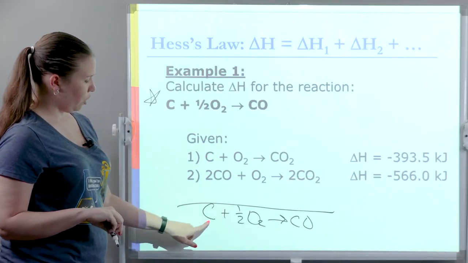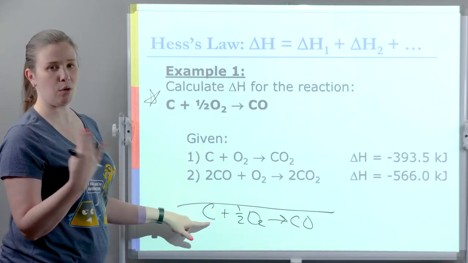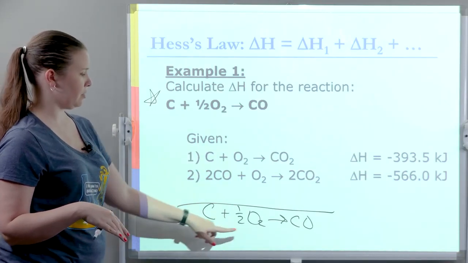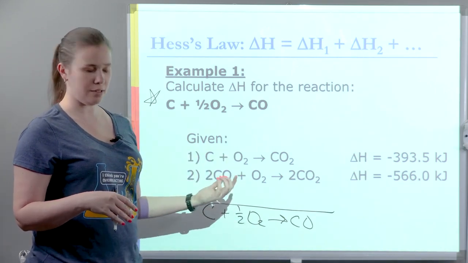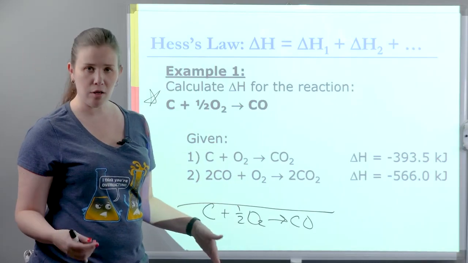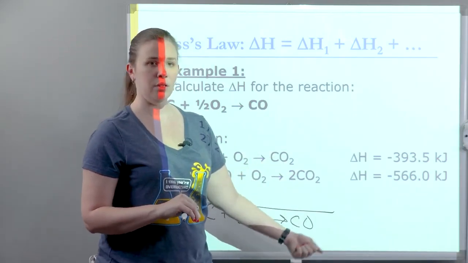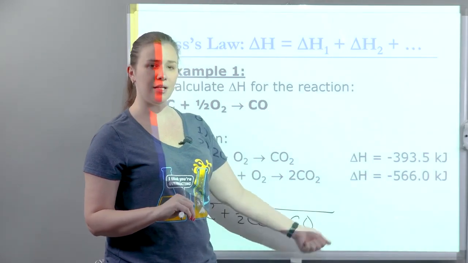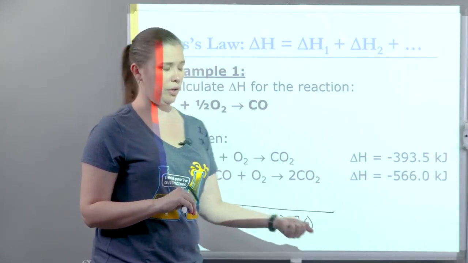So let's check first our carbon. I have carbon on the reactant side in equation 1, so I know I'll be able to get it on the reactant side in the end. And then the oxygen I also have on the reactant side in 2 places, so I know somehow I'll be able to get it in the end. But I run into a problem when I check my product. I'm supposed to get carbon monoxide as a product, but all I have right now is carbon dioxide as product.